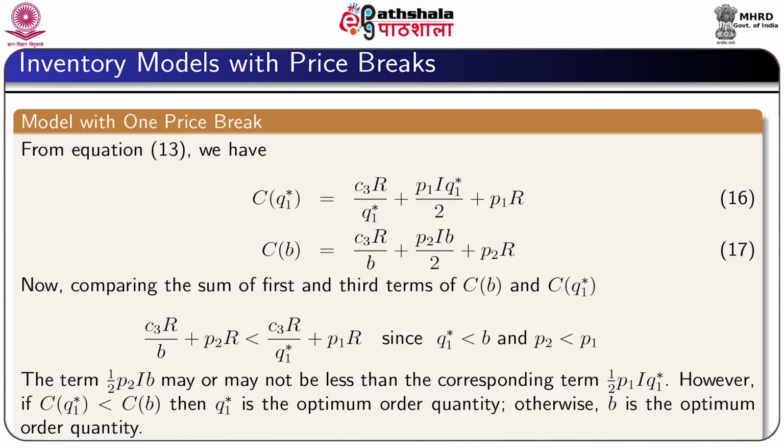But the term half P2 into IB may or may not be less than the corresponding term half P1 I Q1*. However, if C(Q1*) is less than C(B), then we can say that Q1* is the optimum order quantity, otherwise B is the optimum order quantity.